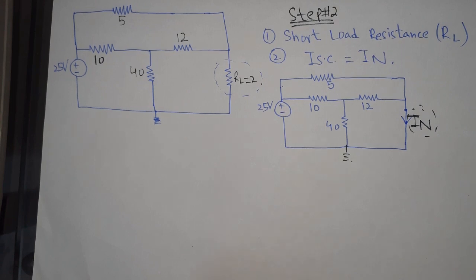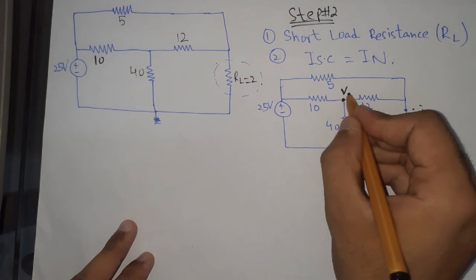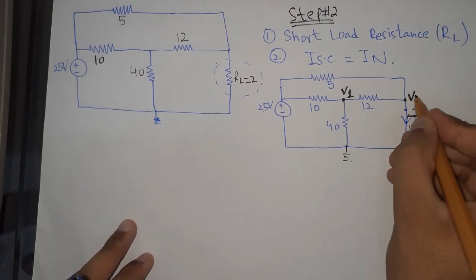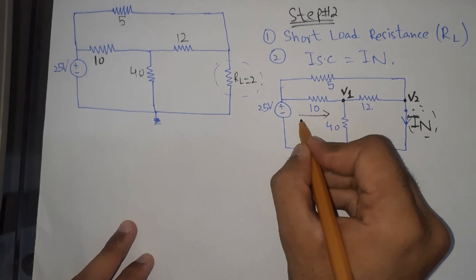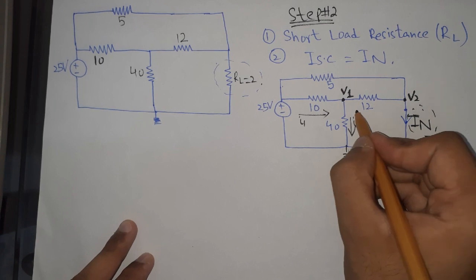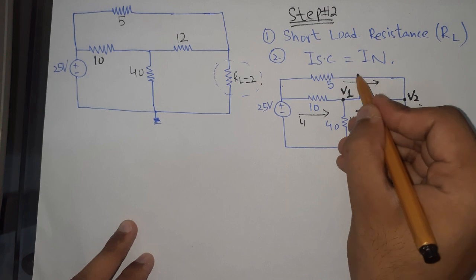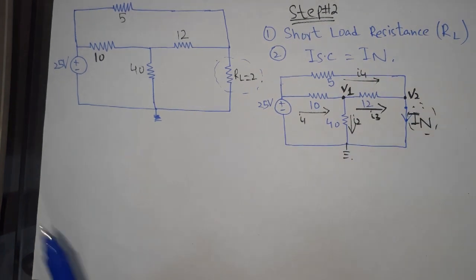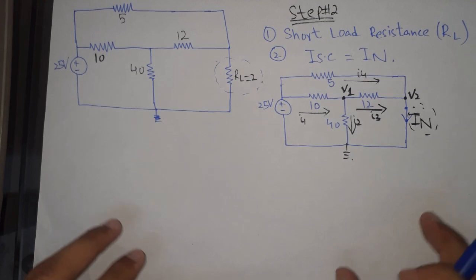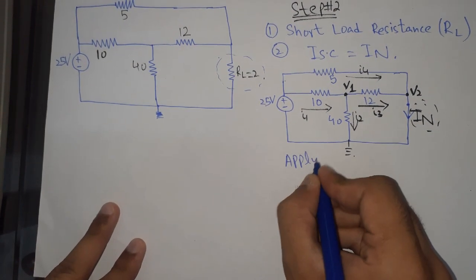So here I will need to find Norton's current using Kirchhoff's current law, KCL. So I will name these two nodes V1, V2, and assign the current directions I1, I2, I3 and I4. Now students, I need to find Norton's current, so I will apply KCL at V2.